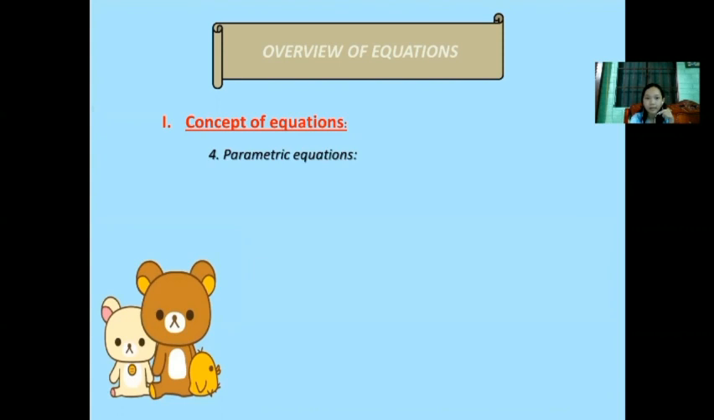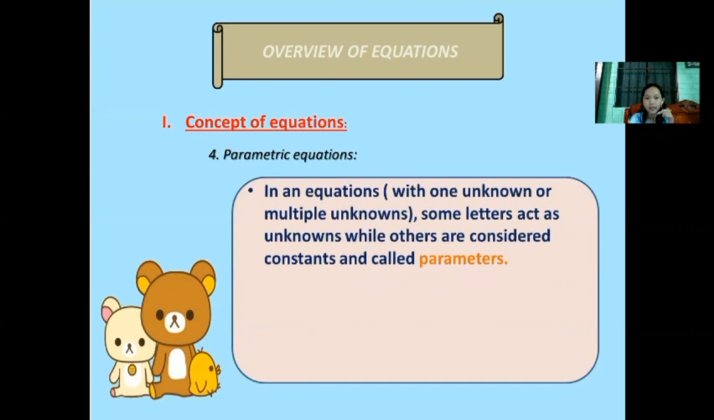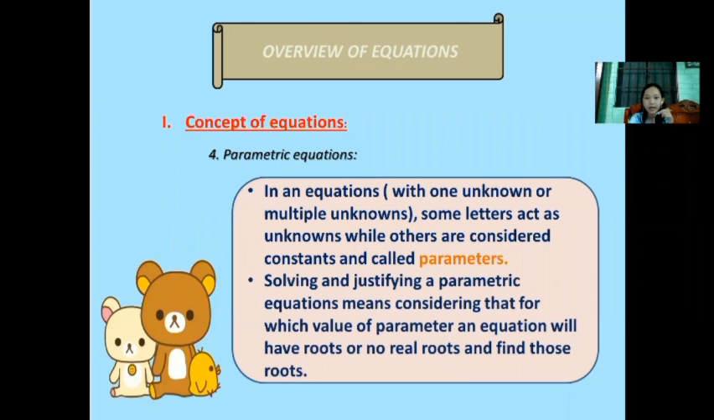The last is parametric equations. In an equation with one unknown or multiple unknowns, some letters are considered unknowns while others are considered constants and called parameters. Solving and discussing a parametric equation means considering which values of the parameter make the equation have roots or no roots.